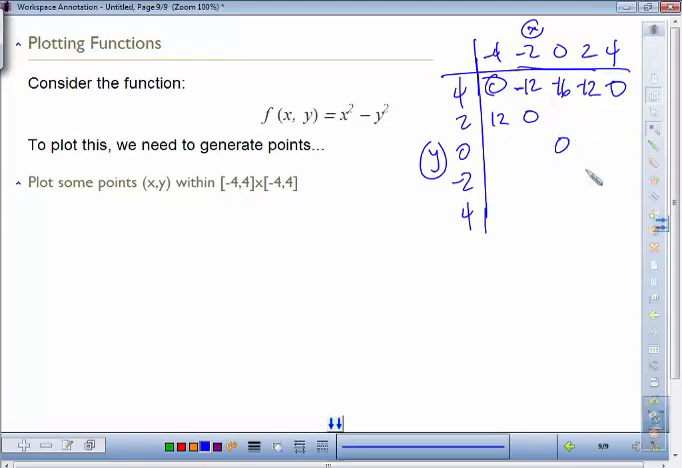I just need one more 0. This is 4. $16, 12, 12 or 4? 4. Positive, so this must be negative. Oh, you can fill in the rest of this table.